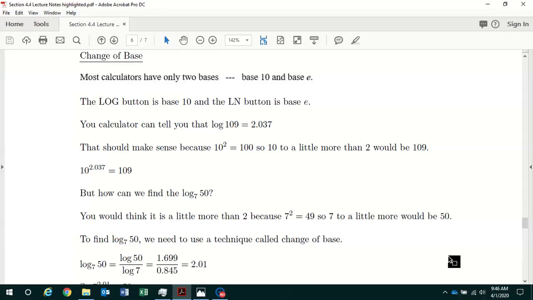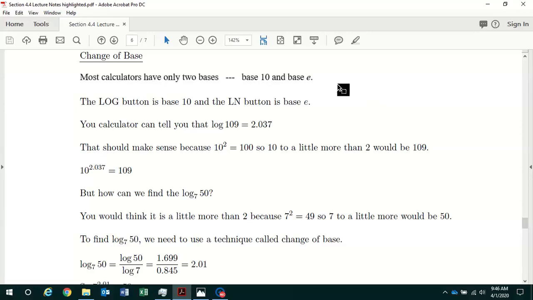Class, in this video, we are continuing our discussion of section 4.4 in your textbook on the laws of logarithms. And so we're going to start at the top of page 6 of your lecture handout for section 4.4.